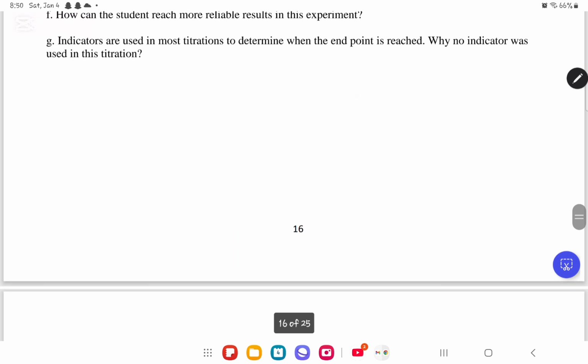Alright, so now we move on to G. Indicators are used in most titrations to determine when the endpoint is reached. Why was no indicator used in this titration? Because we know that potassium manganate already changes color at the end point. Because potassium manganate is a substance that does change its color. It's not any random substance, it's one that changes its color. That's why they did not use an indicator.